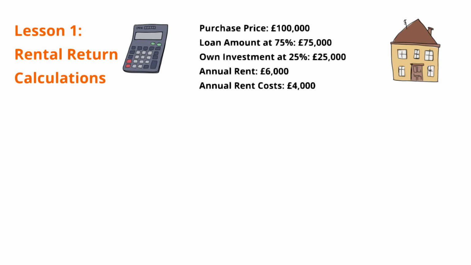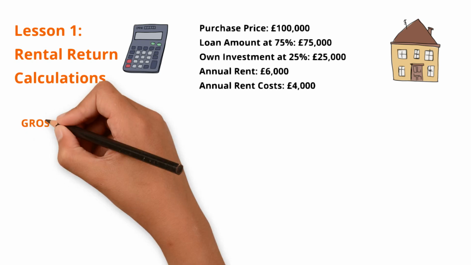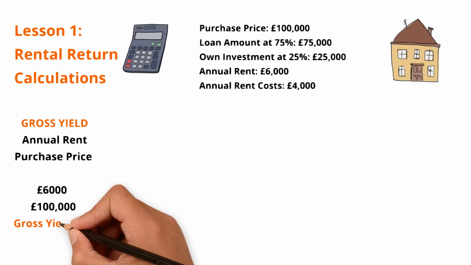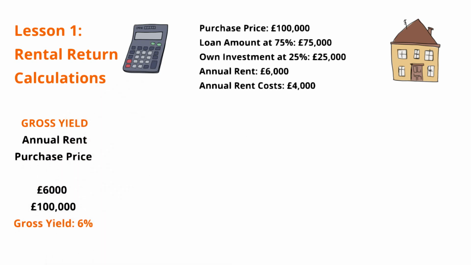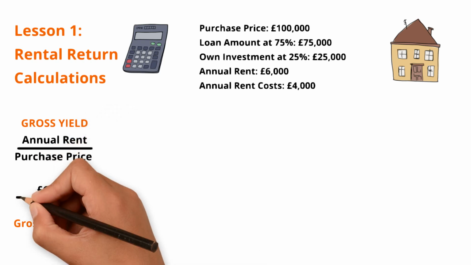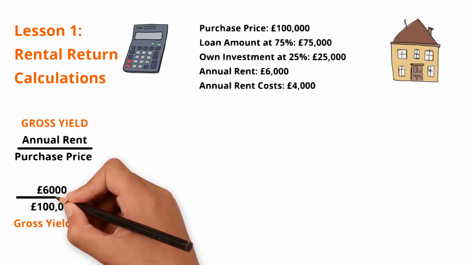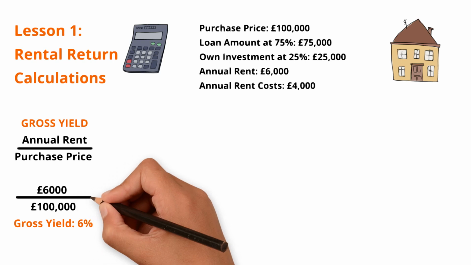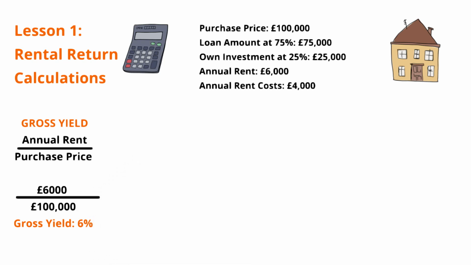So the first calculation is gross yield. Now, gross yield I find is good for headlines, it's quite high level. The way you calculate gross yield is annual rent divided by the purchase price. So £6,000 divided by £100,000 gives you 6%. Now, I found a lot of people push this to get someone's interest, but 6%, if that's your criteria, fine. But remember, that's gross.